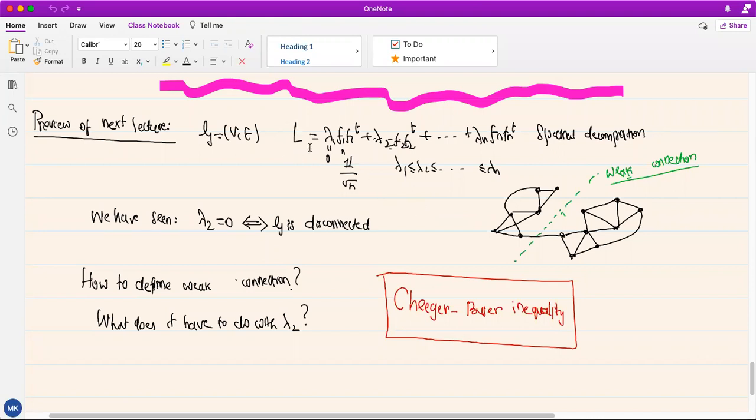How do the Laplacian and its eigenvector have anything to do with this kind of graph structure? It is justified by what we are going to do now, which is a quantitative version of this. We have seen that lambda 2 is 0 if and only if G is disconnected. What we want is a more quantitative version, where we allow weak connection. So we have to define weak connectedness, and we also have to say what that has to do with this lambda.